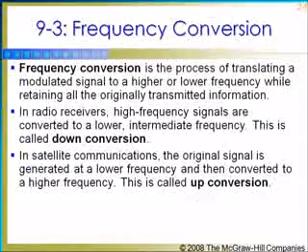Now, we are going to define frequency conversion. Frequency conversion is the process of translating a modulated signal to a higher or lower frequency, while retaining all the originally transmitted information. In radio receivers, high-frequency signals are converted to a lower intermediate frequency. This is called down conversion. In satellite communications, the original signal is generated at a lower frequency and then converted to a higher frequency. This is what we call up conversion.